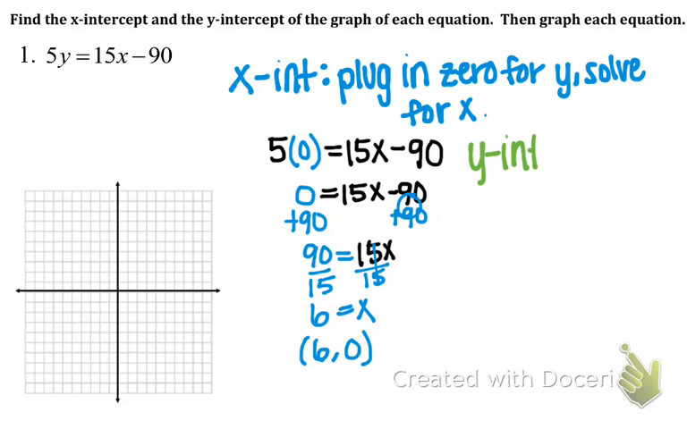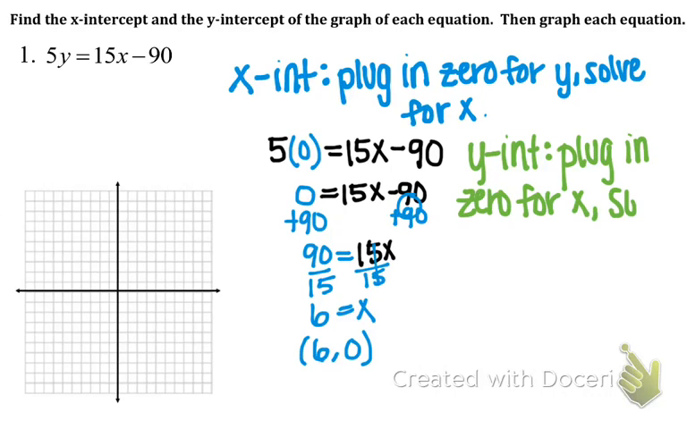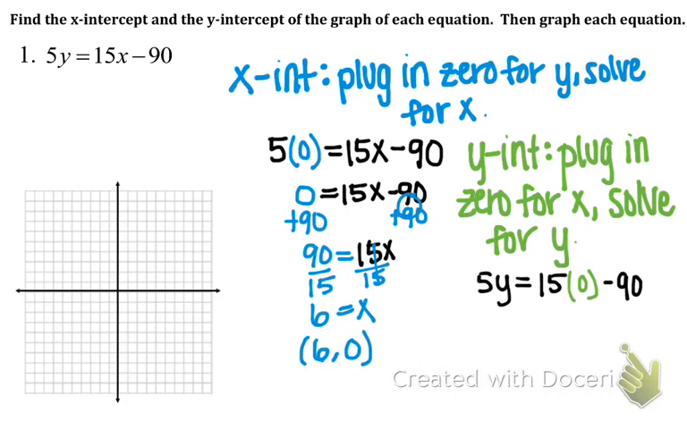Now I'm going to solve for the y-intercept. In order to solve for the y-intercept, I'm going to plug in 0 for x, then solve for y. So in my equation, 5y is equal to 15 times 0 minus 90. Well, 15 times 0 is 0, so I'm left with minus 90. Now I can just divide by positive 5, so y is equal to negative 18.